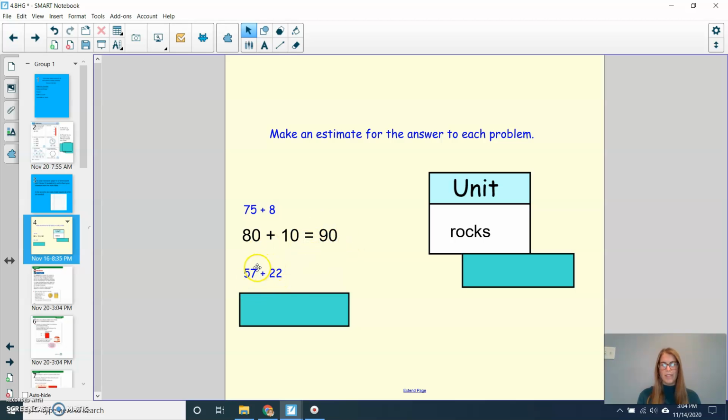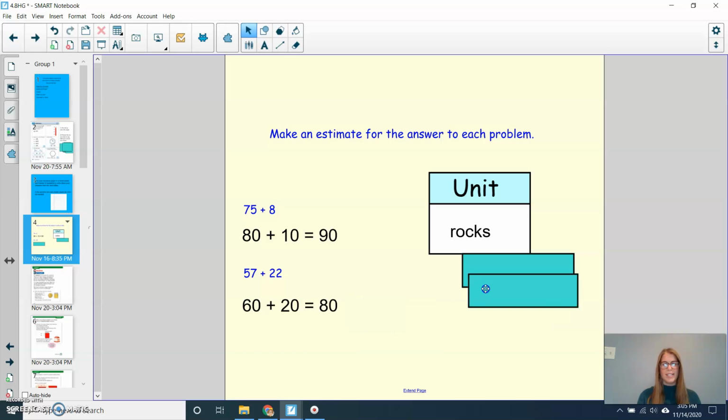Can you do the same thing for the second one, 57 plus 22? So I know 57 is close to 60. I know 22 is close to 20. 60 plus 20 is equal to 80. We're going to be talking a lot about estimating in today's lesson.